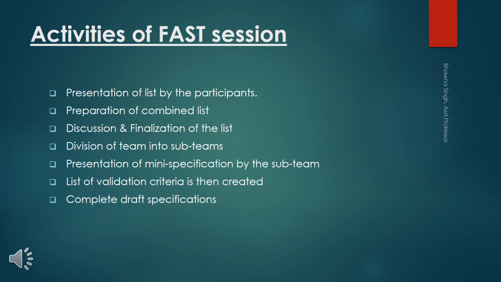Once this finalized list has been completed, the team is divided into small sub teams, each of which works to develop some mini specifications for one or more entries of the list. Then each sub team presents their mini specifications to the FAST attendees. Attendees are all the people present in the meeting. After discussion, additions or deletions are made to the list.